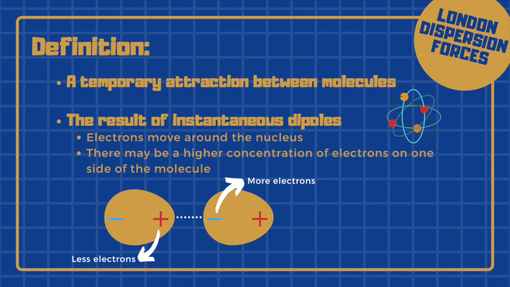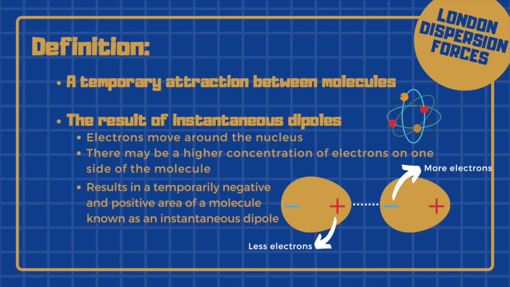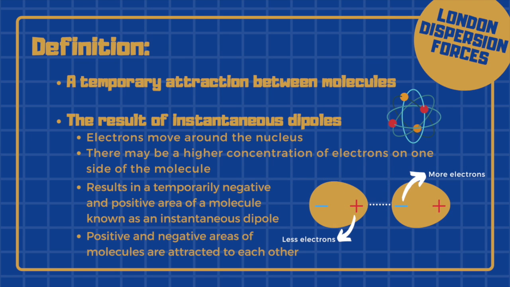Instantaneous dipoles are caused when electrons, which are in constant motion, are more concentrated on one side of the molecule. The electron's position is temporary. Because the negatively charged electrons are concentrated on one side of the molecule, a temporary negative and positive area of the molecule form. This is known as an instantaneous dipole and results in LDFs. LDFs are formed when positive and negative areas of different molecules are attracted to each other.